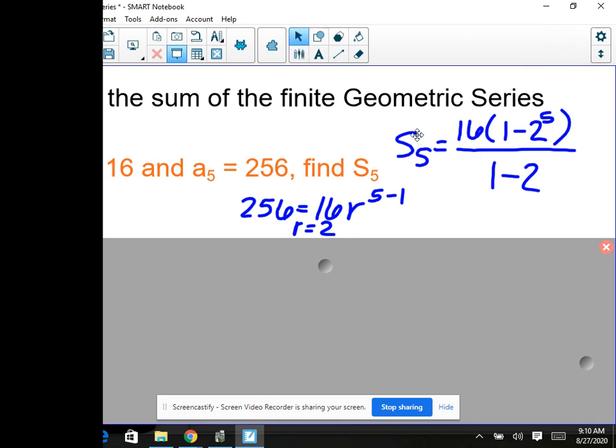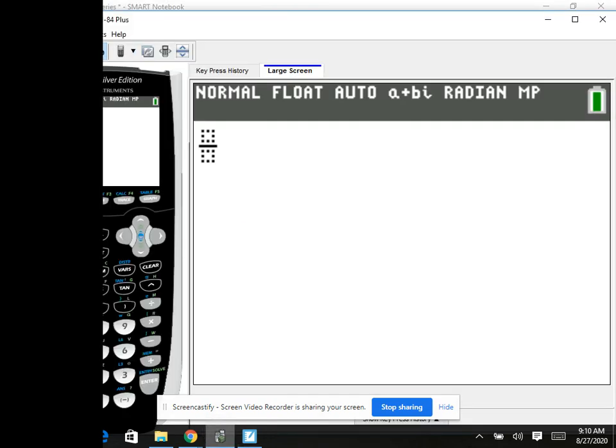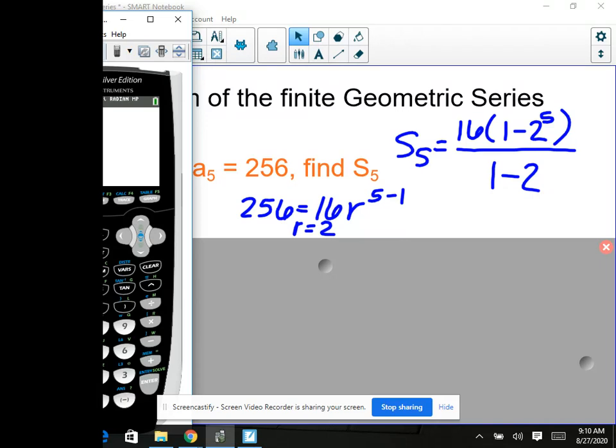And this is where it becomes handy for this feature here. So I'm going to go smaller here so I can see what's going on. So 16 times (1 minus 2) raised to the 5th power over 1 minus 2. And I should get 496.